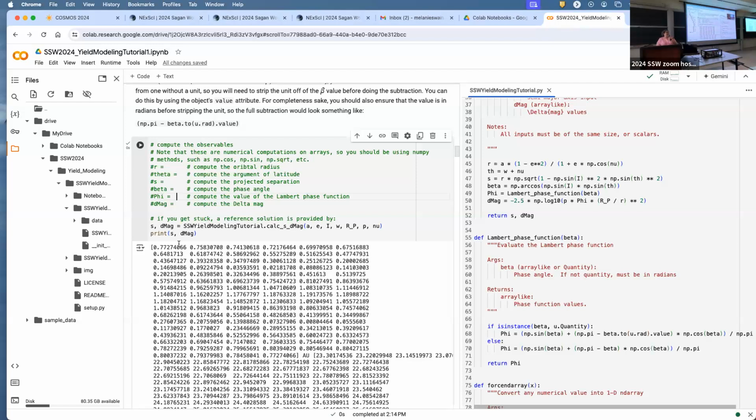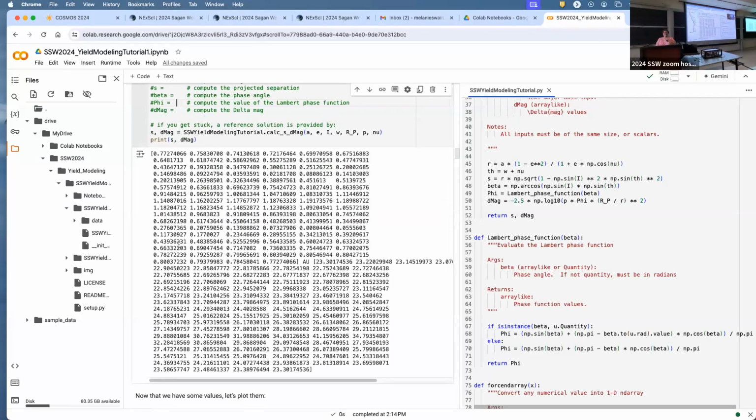All right, has anybody had a successful result on this cell yet? Yes? We have at least one person? All right, I'm giving us another 90 seconds and then we're going to move forward.